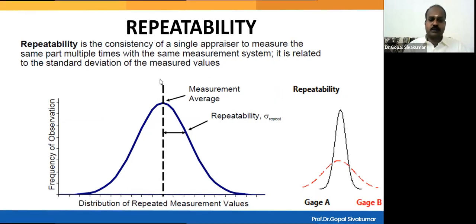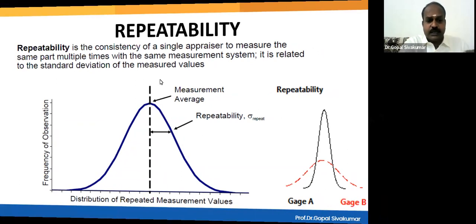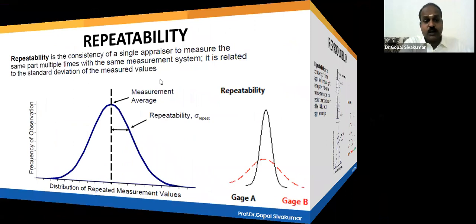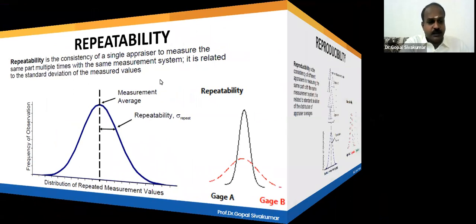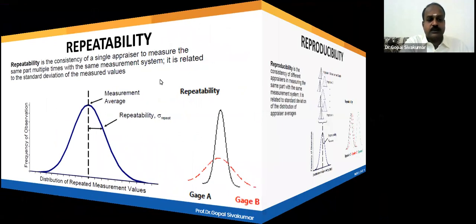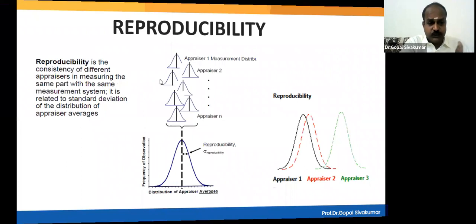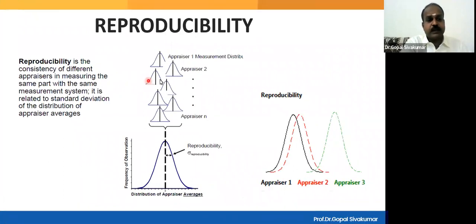Now comes reproducibility. If there are multiple appraisers, let's say I am measuring a part. Same part you are also measuring. And I am saying that the measured value is 102. And you are saying that the measured value is 105. Now there is a disagreement between you and me. Same thing is possible in any project when the team members or the appraisers are collecting data. When there is a disagreement between the appraisers, that is called reproducibility error, right?